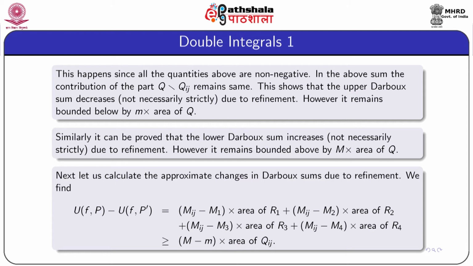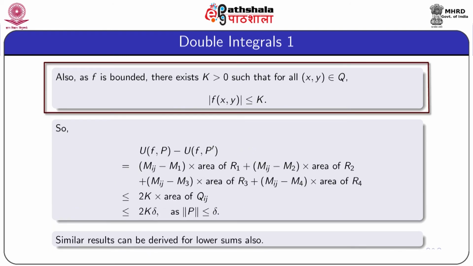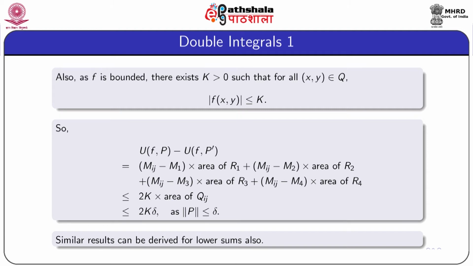Next, let us calculate the approximate changes in Darboux sums due to refinement. We can find U(f,P) minus U(f,P') greater or equal to (M minus m) times area of Qij. Since f is bounded, there exists a positive K such that for (x,y) in Q, the modulus of f(x,y) is always less than or equal to K. Then U(f,P) minus U(f,P') is less than or equal to twice K into area of Qij, that is less than or equal to twice K delta, as norm of P is less than or equal to delta.